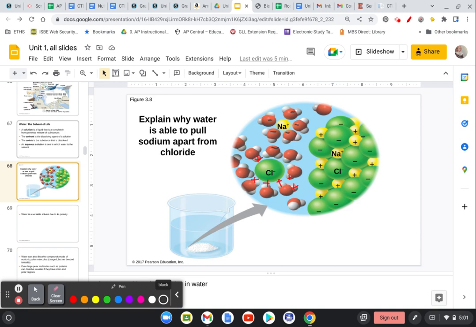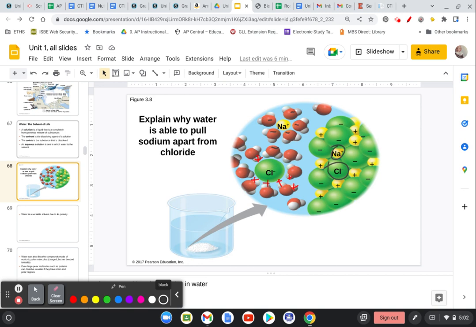So when you put something that is ionic into a solution of water, remember, ionic means it's going to have a lot of charges. So all these sodiums are going to be positively charged and all these chlorines are going to be negatively charged. That allows the water molecules to surround each individual chlorine and sodium atom and pull it away from the bulk of the molecule. Okay, so that is an example of water being a good solvent. It can break things apart.